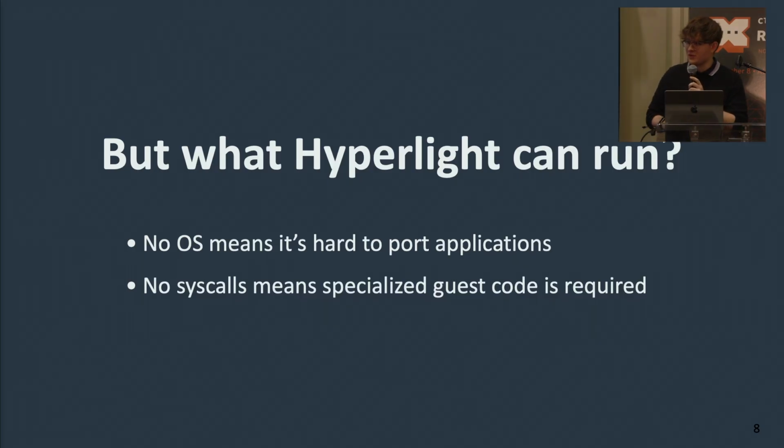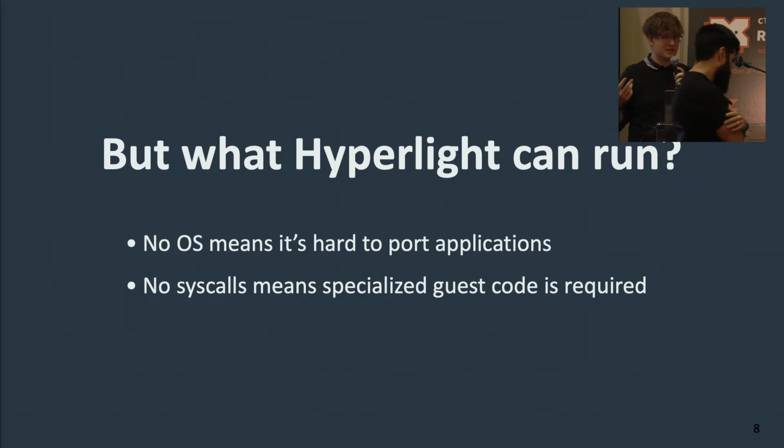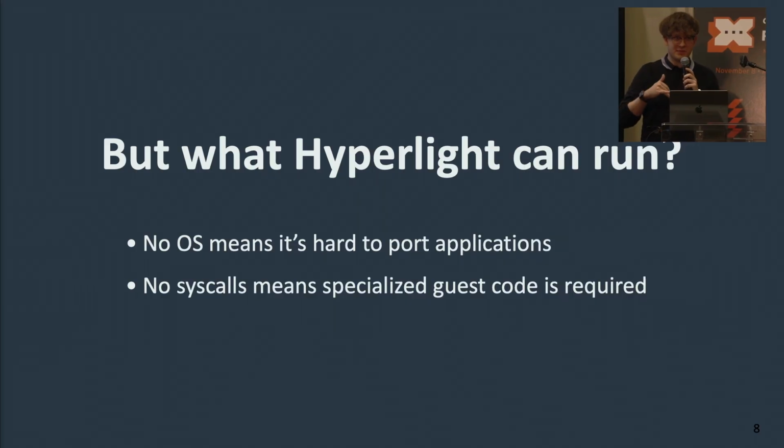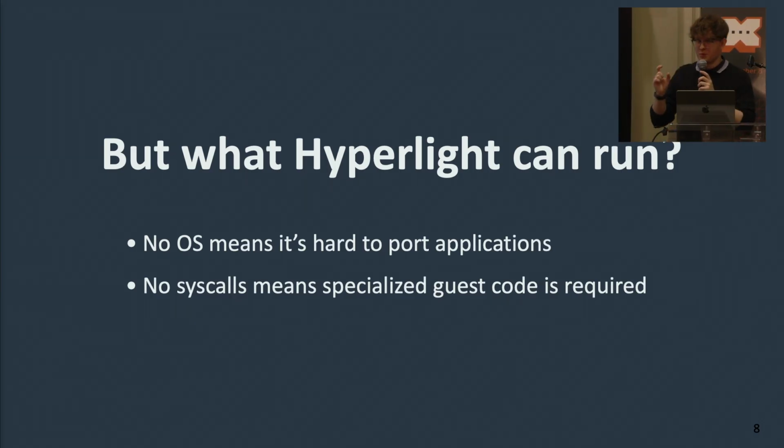Okay, so that's how it works. But as you saw, we have a Hyperlight guest API, and these applications are specifically built with that API and compiled to run on Hyperlight. So they're purposefully built applications to run very quickly. What that gives you is quick startup time and low memory overhead, but because we have no OS, it's very hard to port your normal existing applications, and so this specialized guest code is required.